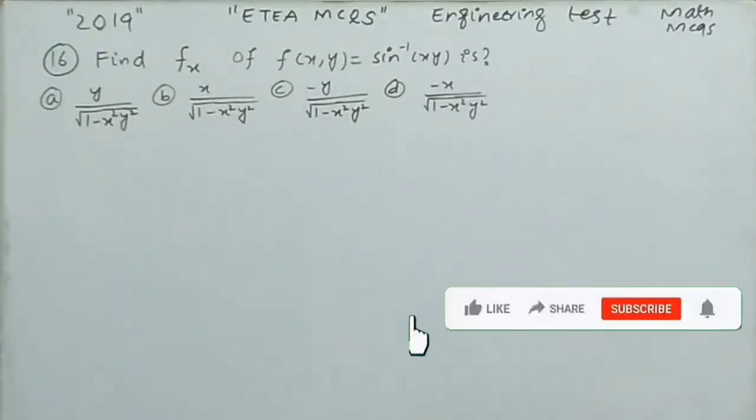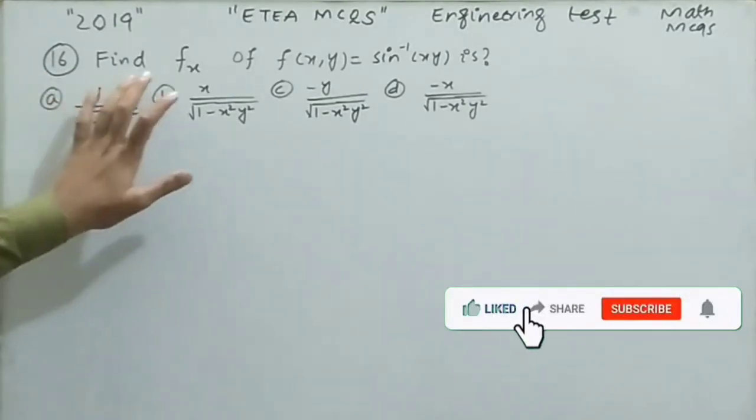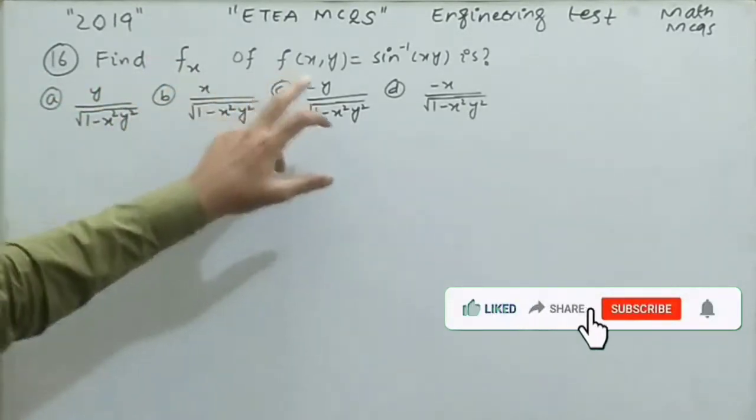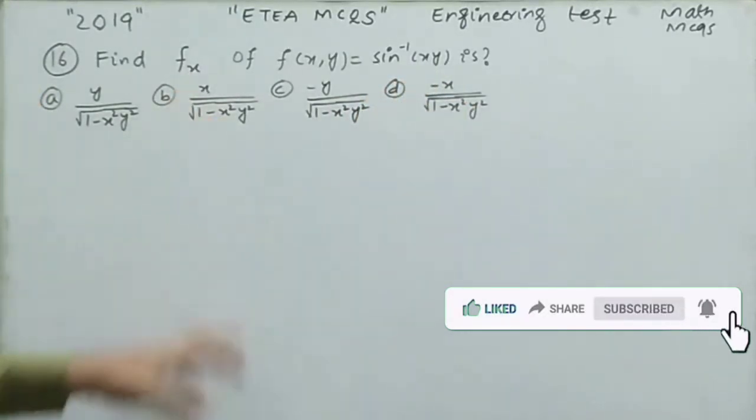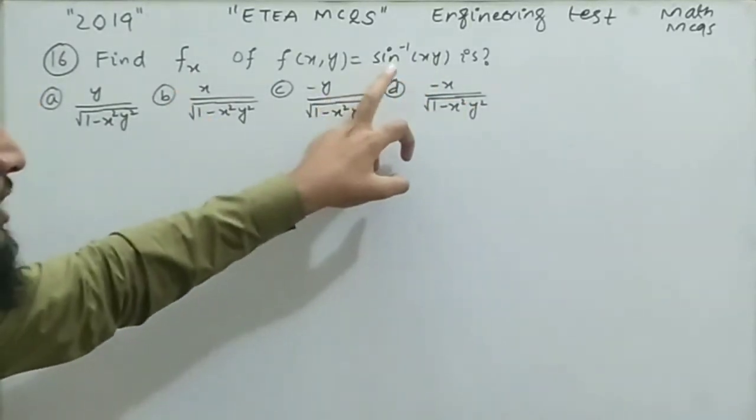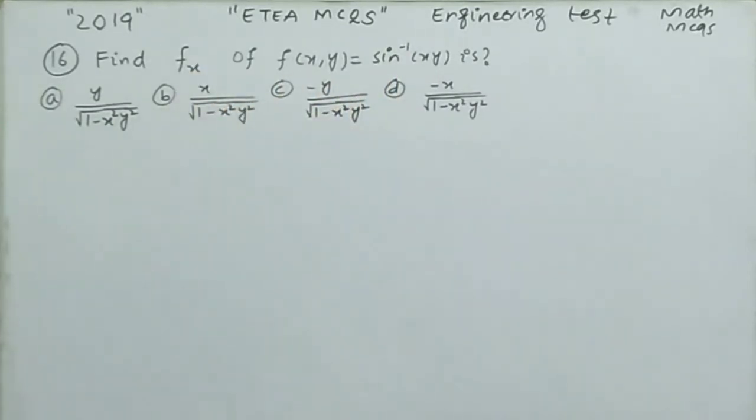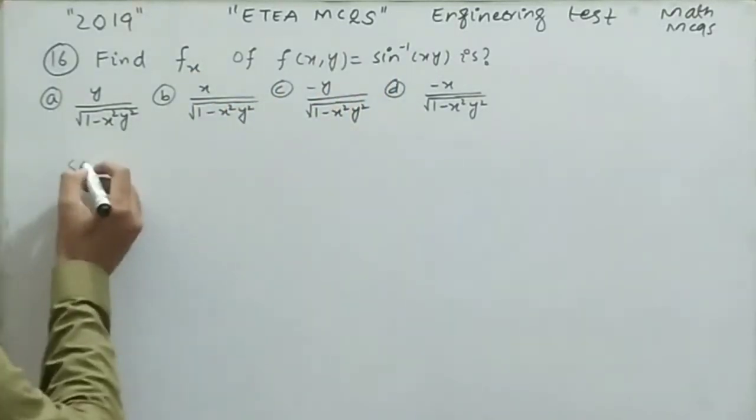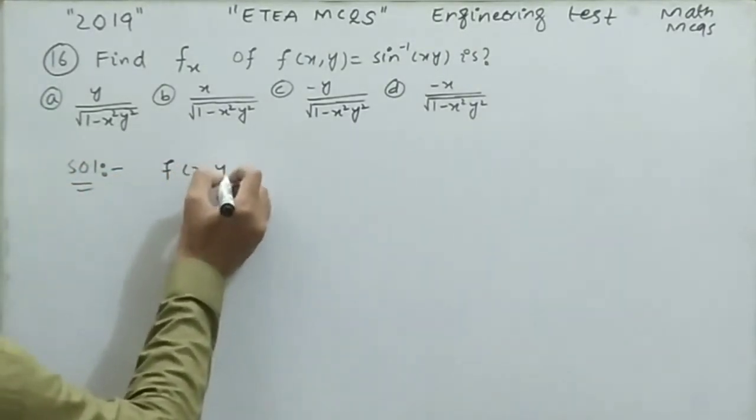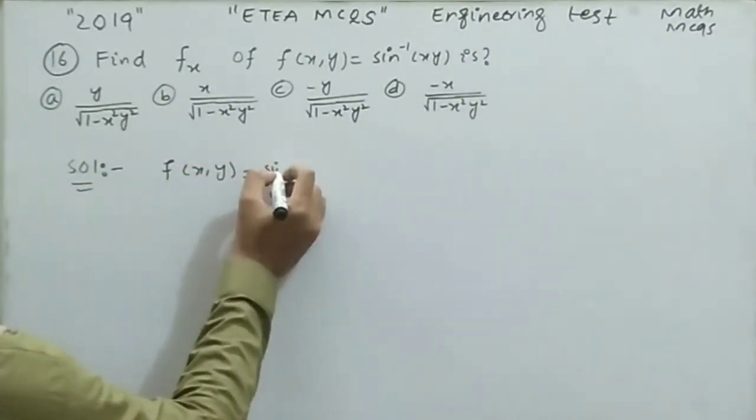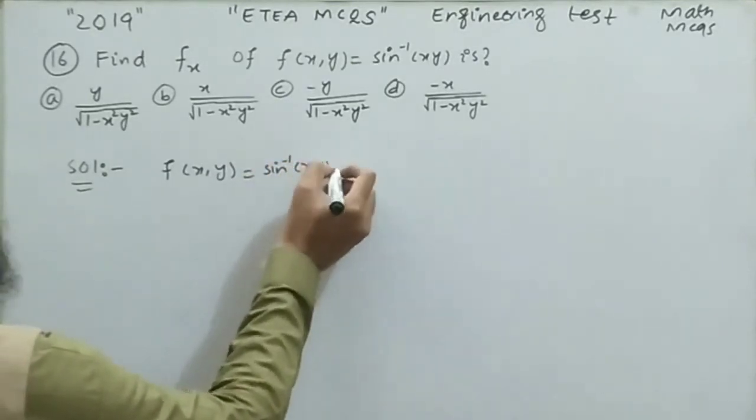Now move to the next MCQ number 16. It asks to find f subscript x of f of x y equal to sine inverse of x y. F subscript x means that we will differentiate the given function partially with respect to x. So move to the solution of this MCQ number 16. Our function f of x y is equal to sine inverse x y.